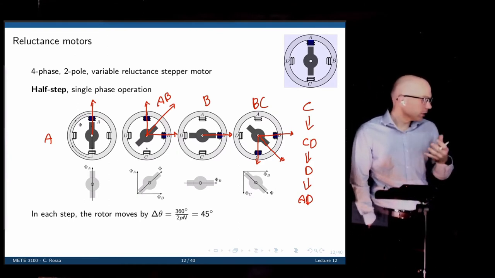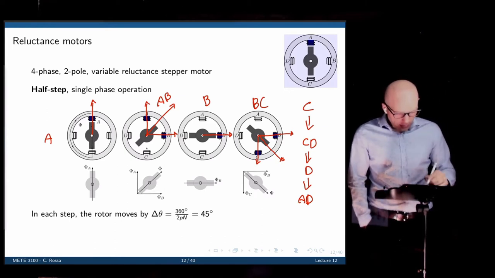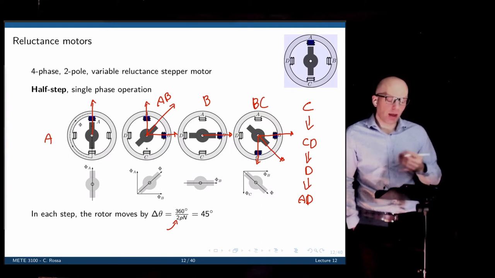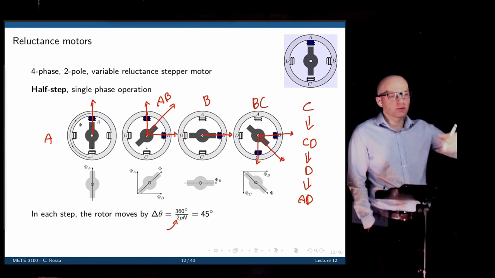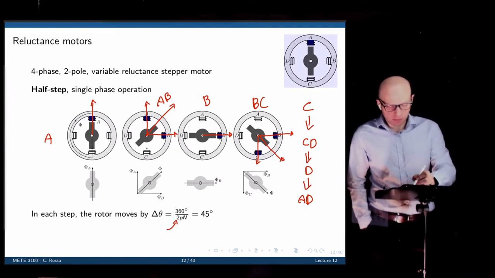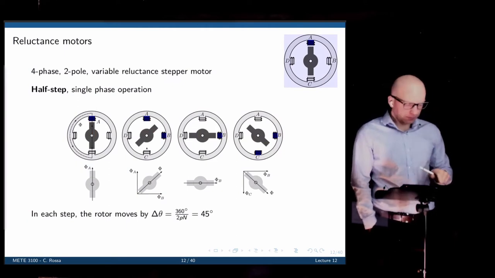All right. So like this, we now go at a 45 degree angle. And because you're using half step, now we can simply divide our equation by two. And we still have four poles. We still have four phases. We still have one pole pair. But now our accuracy is 45 degrees as opposed to 90 degrees. And we call this half step mode. Okay. Any questions so far?